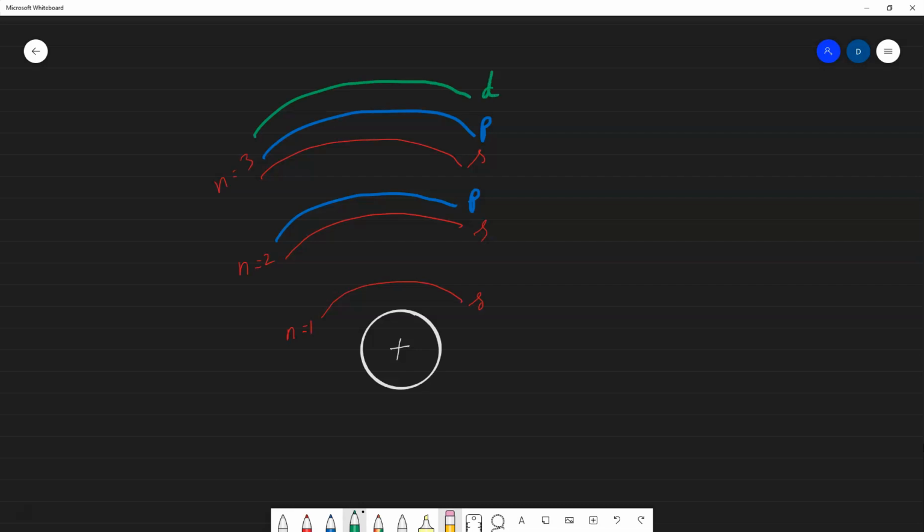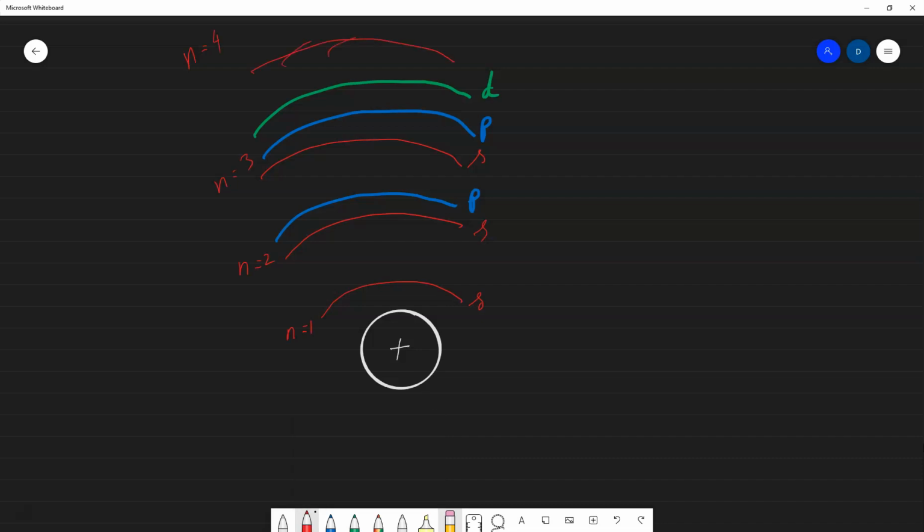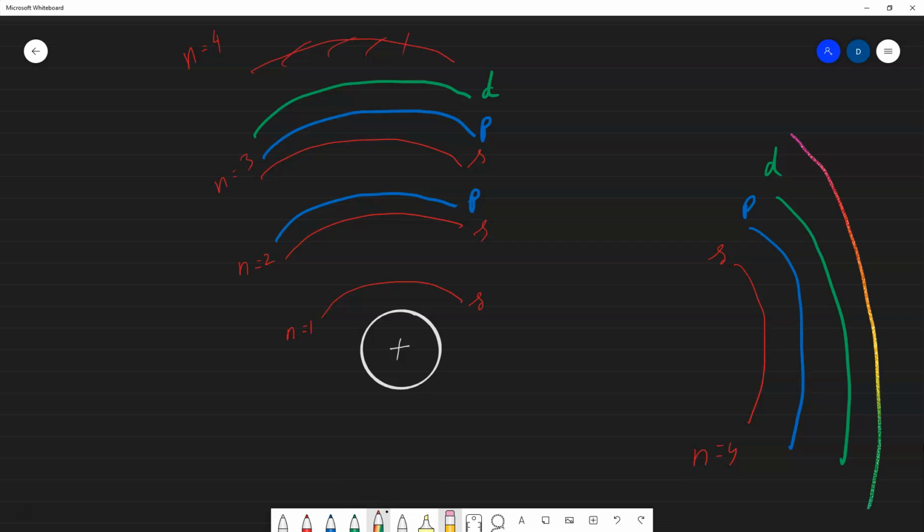Now this is for the third. Now you got the fourth shell. In the fourth one, for n is equal to 4, you got the S subshell. You got the P subshell, you got the D subshell, and you got the F subshell. Now this is the F subshell.